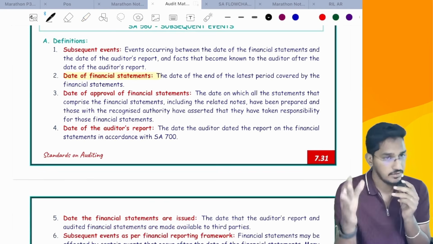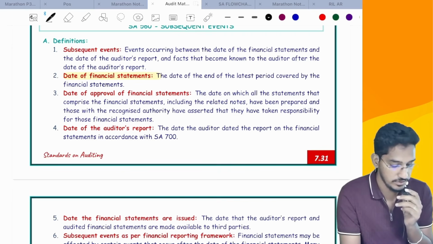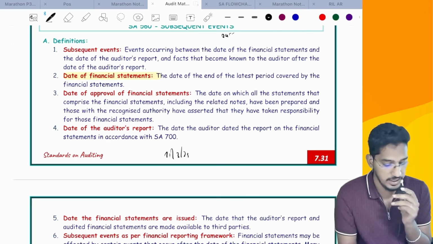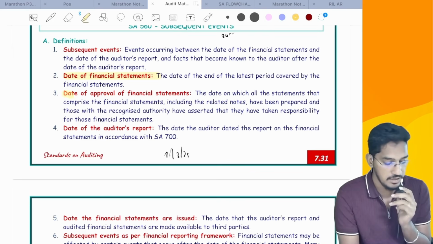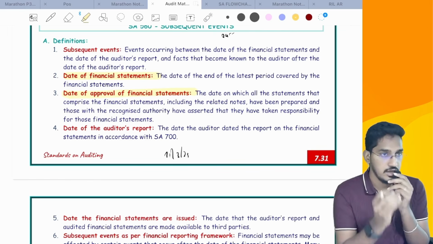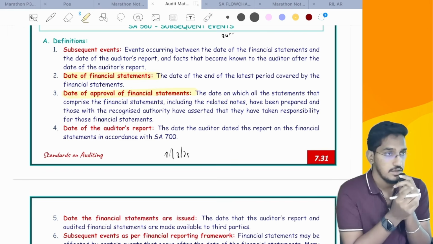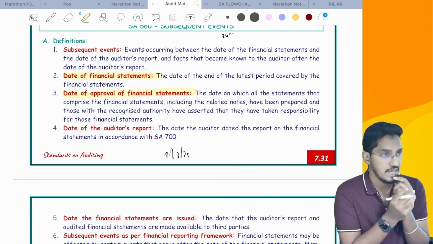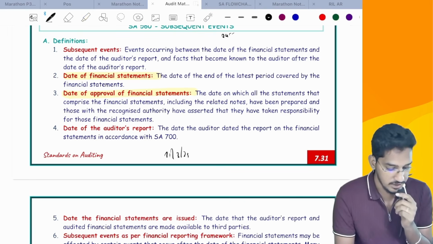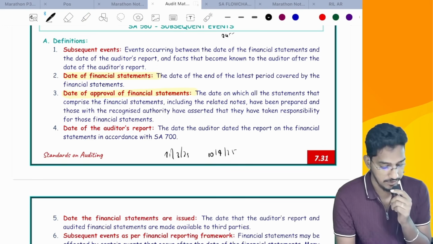The date of the financial statements, the end of the latest period, is nothing but 31st of March. In India, that will be 31st of March. So if you take the 24-25 financial year, 31st of March 2025 will be the date of financial statements. Date of approval of financial statements: the date on which the recognized authority has accepted the responsibility. Basically, whenever the board of directors signs the financial statements, that is when they have accepted. So say, for example, the date of approval of the financial statements is 10th of April 2025.